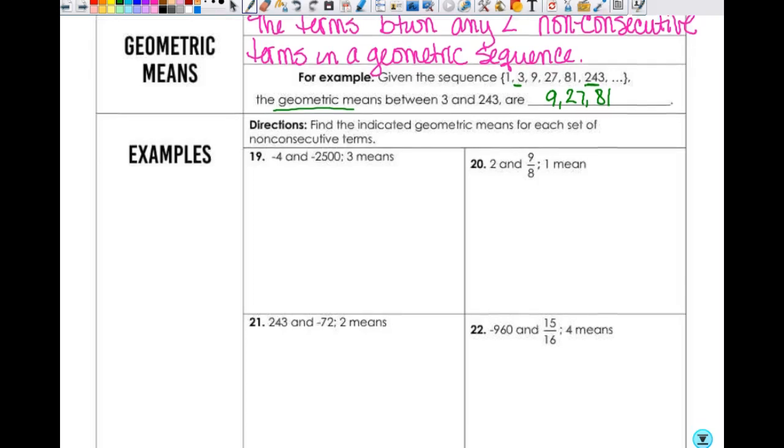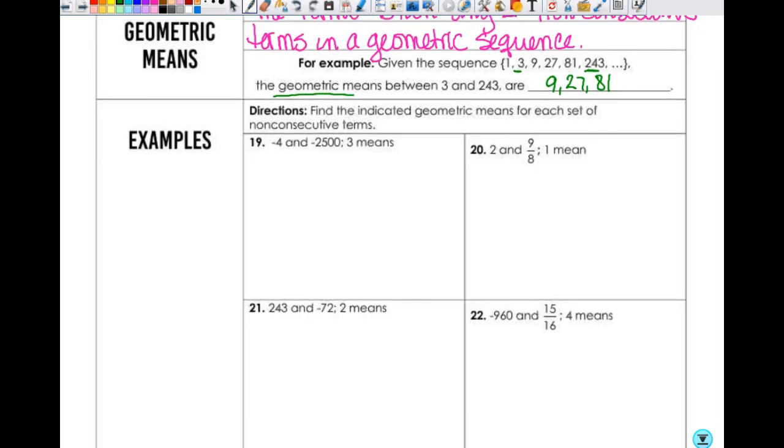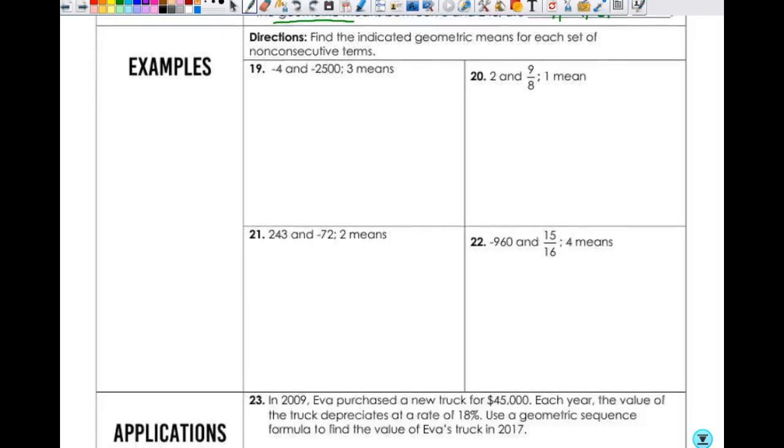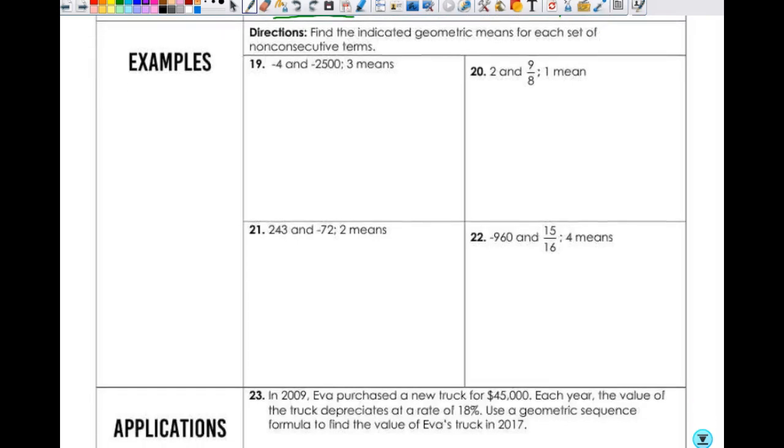That's what it means of what they are. We are going to start by doing number 19. So I have these terms, -4 and -2500. And I don't know if this is A1, I don't know A whatever, but we're going to use it as A1. So this is -4, and then I need 3 numbers, and then I would get -2500. So in this particular case, I'm using A1 to be -4, and I'm using 1, 2, 3, 4, 5, A5 to be -2500.